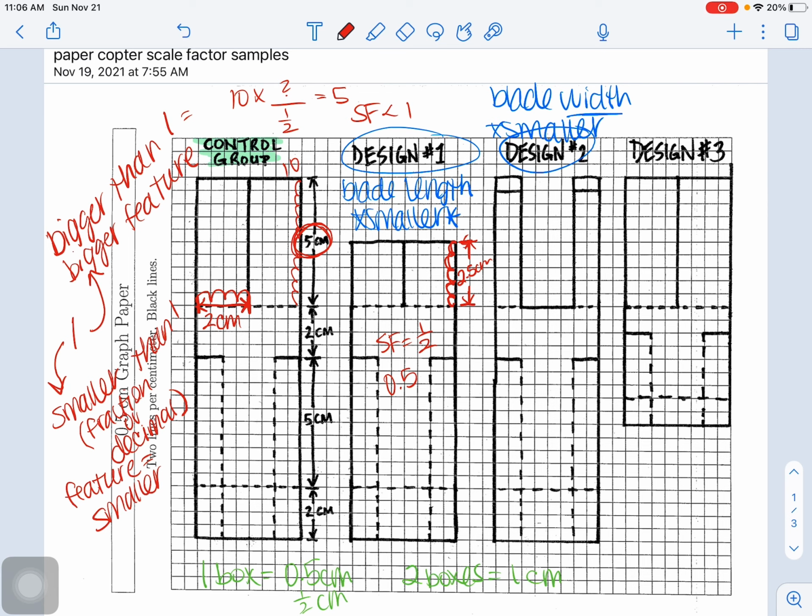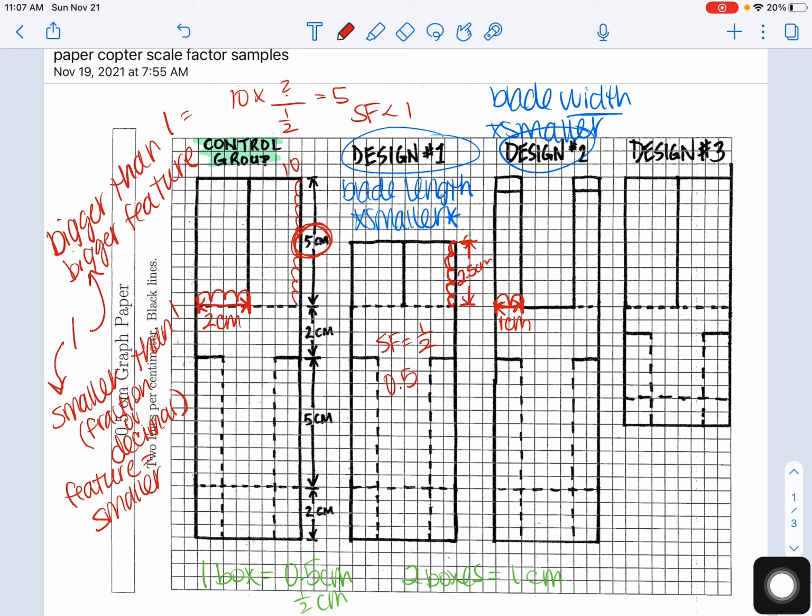Now I want to look at our new design and find out how wide our new blades are. So we know that they got smaller, but by how much? So here we go. This is the new blade width over here, right here. And I'm going to count the boxes, 1 box, 2 boxes. And I know from down here that 2 boxes equals 1 centimeter. Let me round off the M on centimeter there. So we went from 2 centimeters on our control group to 1 centimeter on our design number 2.